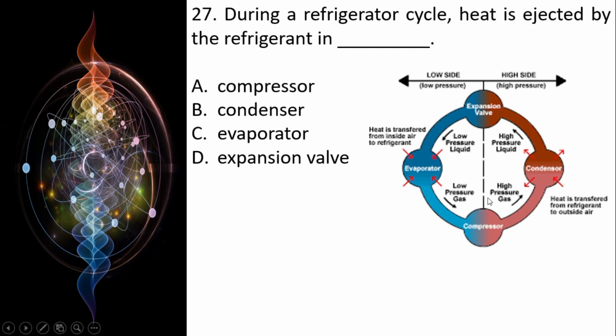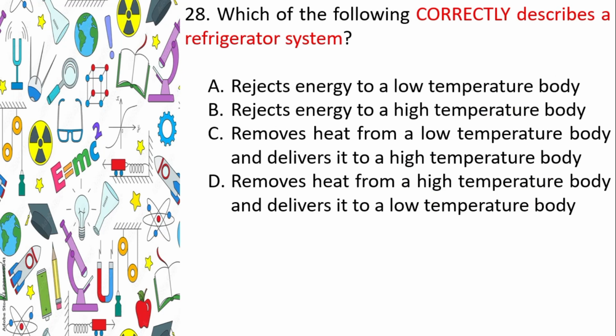And then what the condenser does is transfer the heat from this high pressure gas to the outside air. So the heat is ejected by the condenser during a refrigerator cycle. So letter B is our answer.